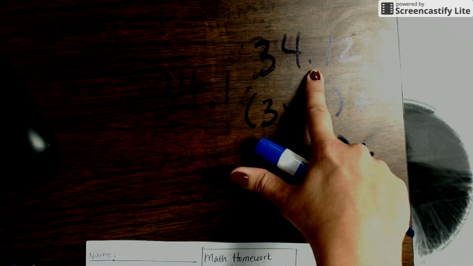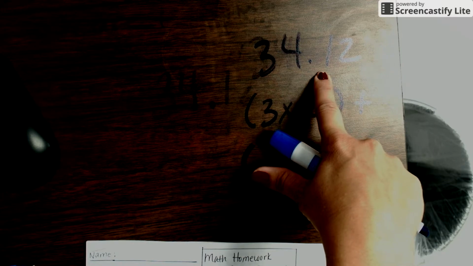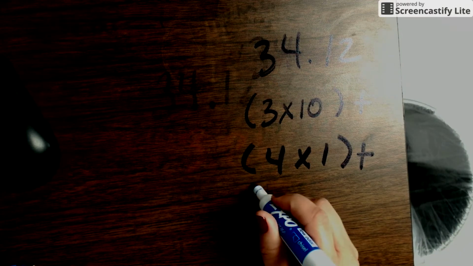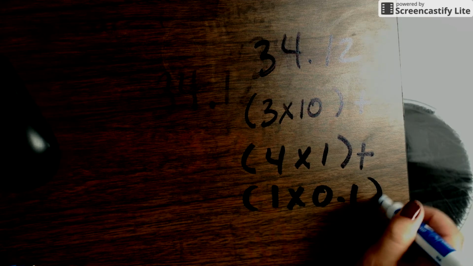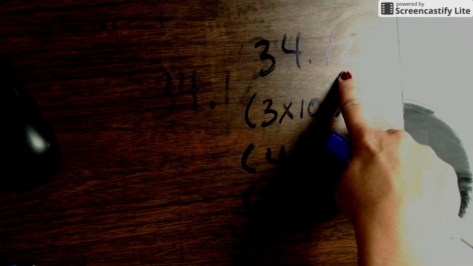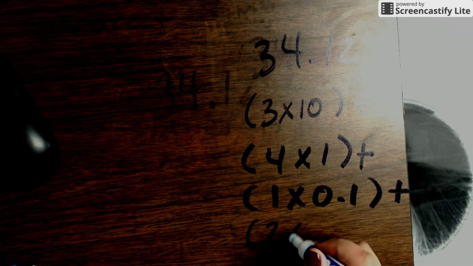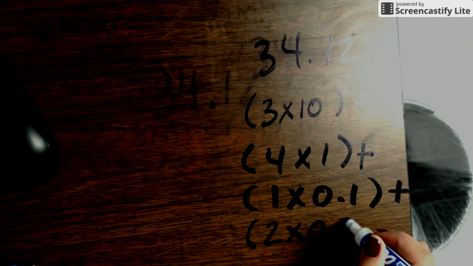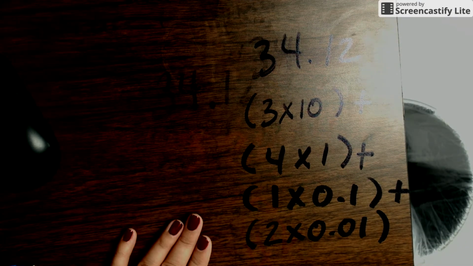Okay. The 1 is in the tenths place, and there's 1 of them. So I would write 1 times 1/10. Plus, well, the 2 is in the hundredths place. There's 2 of them. So I would write 2 times 1/100th. And that's how I would write this number in expanded notation.